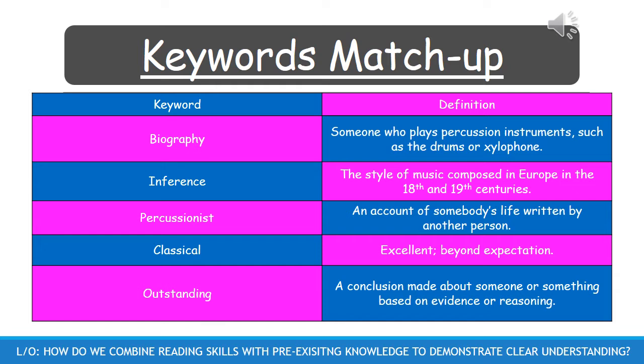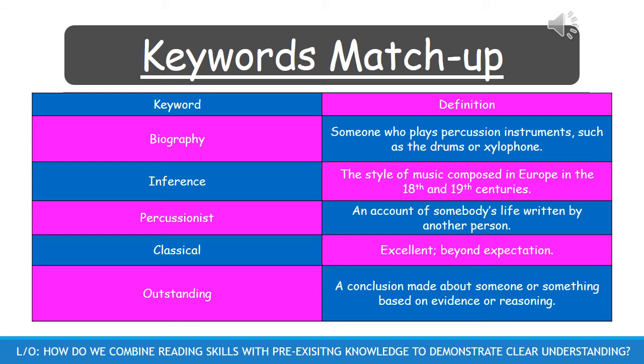Now on this slide, we've got some keywords and some definitions. And what I want you to do is to match them up. So keywords, we've got biography, inference, percussionist, classical, and outstanding. Okay, and we've got some definitions. We've got someone who plays percussion instruments, such as the drums or xylophone. The style of music composed in Europe in the 18th and 19th centuries. An account of somebody's life written by another person. Excellent, beyond expectation. A conclusion made about someone or something based on evidence or reasoning.